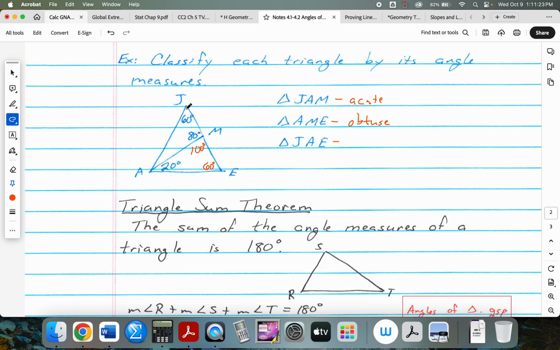Up here, if we look at triangle JAM, we said this one looked small, and it indeed is. 80 plus 60 is 140. From 180 is 40 degrees. So it's equiangular. We're classifying them by their angle measures.